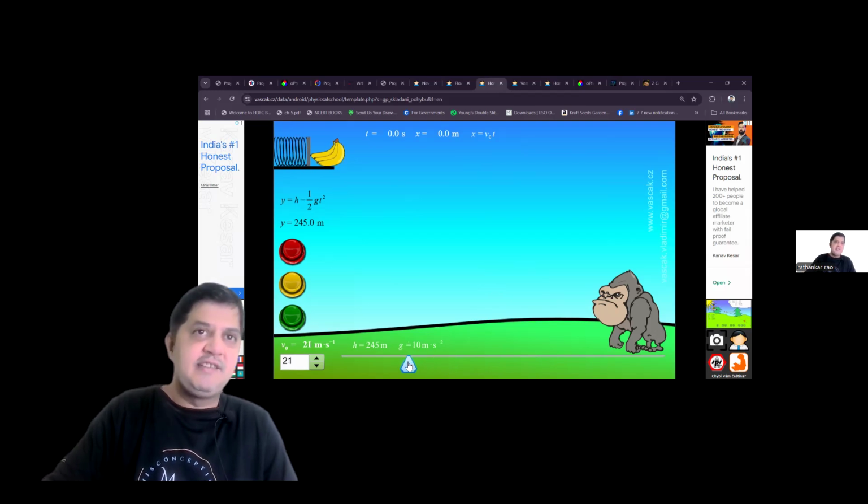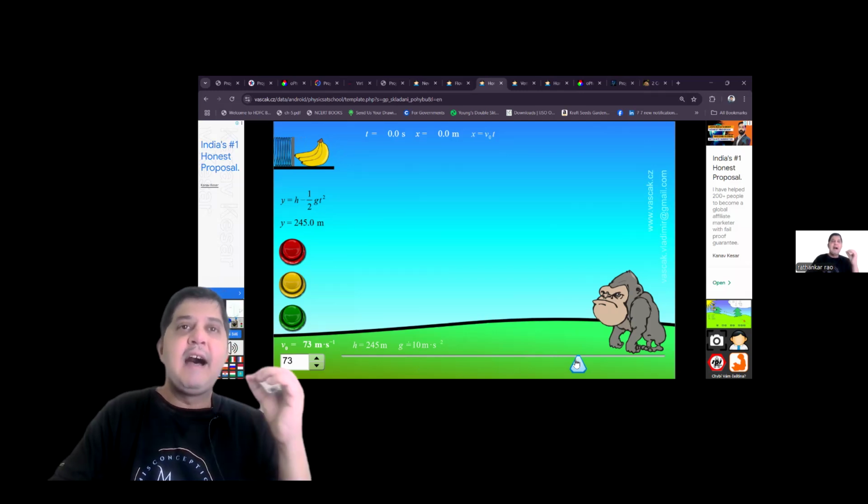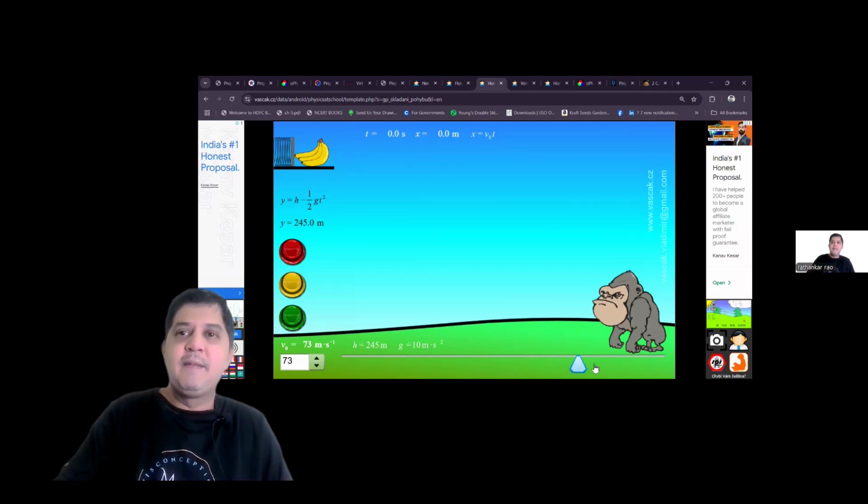So how does it change? Does it change the spring constant? It doesn't change the spring constant, but the velocity of the bananas will increase. For example, when I bring the slider here, the velocity seems to be 15 meters per second. When I bring it here: 25, 26, 27, 31, 35, 45, 53. See, it keeps on increasing, which means the velocity of the banana at the time of release is higher. Now, this is nothing but a gamified version.